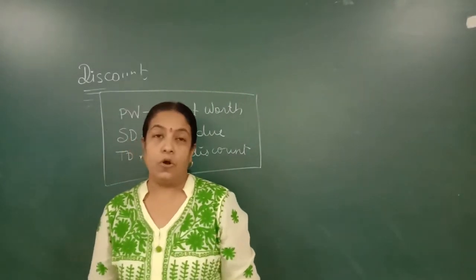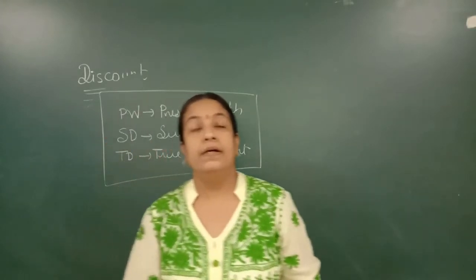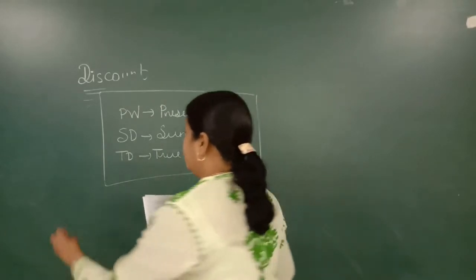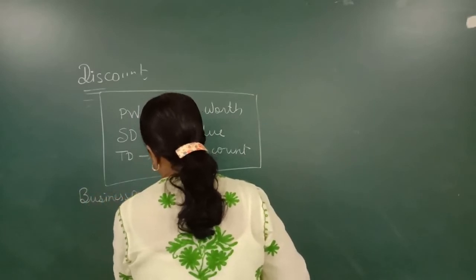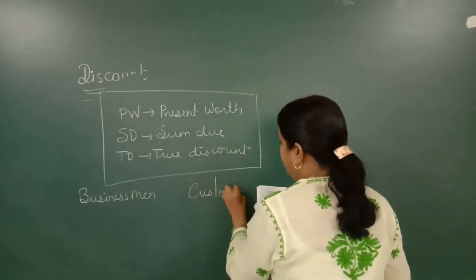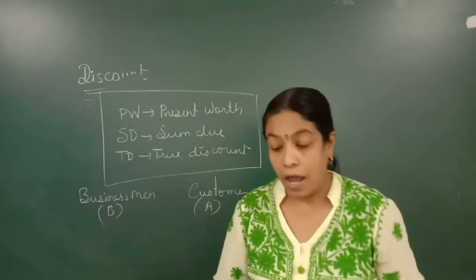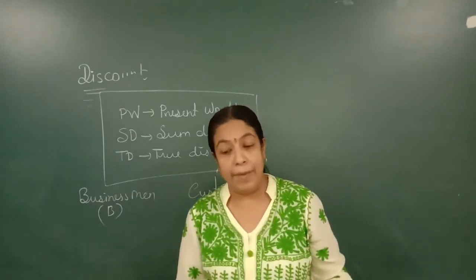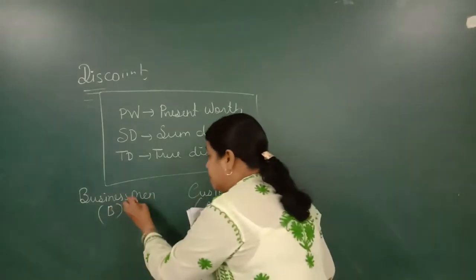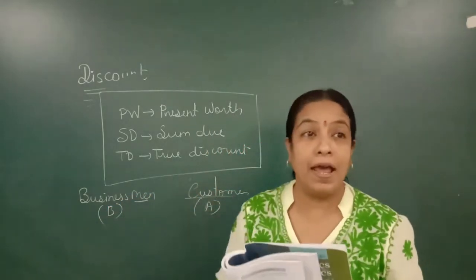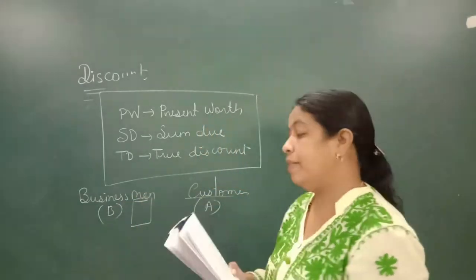Now next will come, see, drawer and drawee. This deal we will see, suppose, customer A and businessman. Now a person who draws the bill is called the drawer. So now the bill has to be made. Now out of this businessman and customer, who will prepare the bill? Of course the businessman, because he is selling his goods. So the businessman will be the drawer.